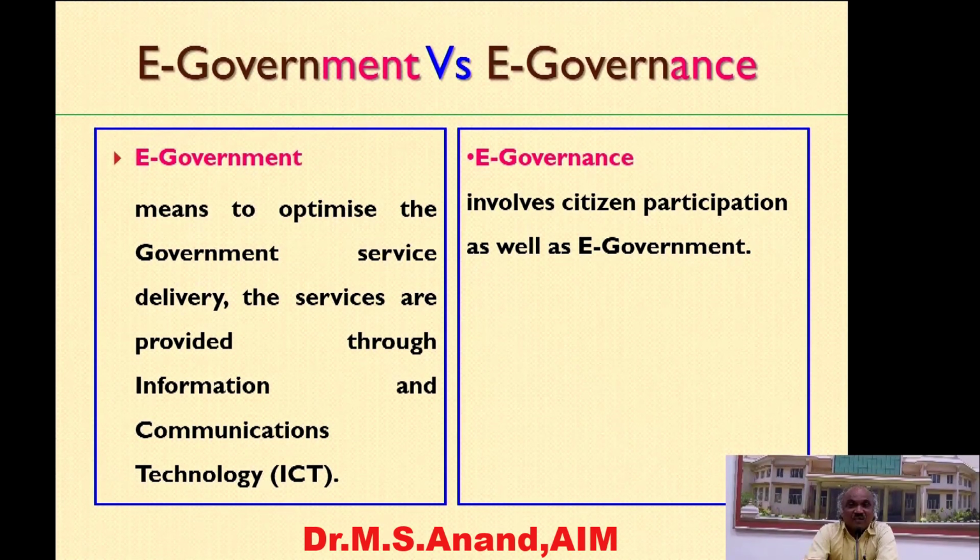What is e-government versus e-governance? E-government means to optimize government service delivery. The services are provided through ICT. This is very simple. Whatever information we have in all the government departments and offices, they can upload it on their own website, so that the services are availed by the citizens.